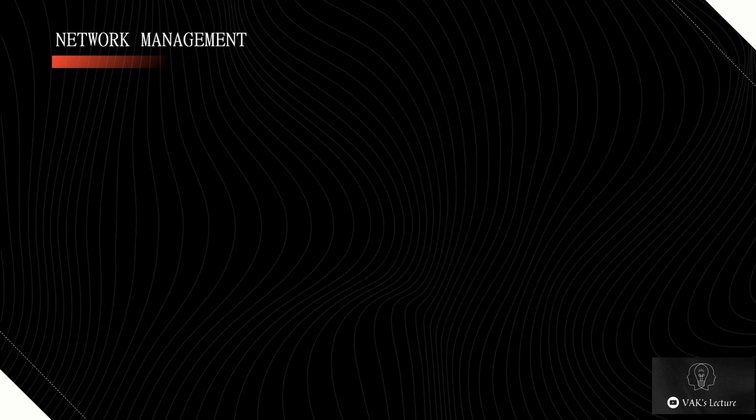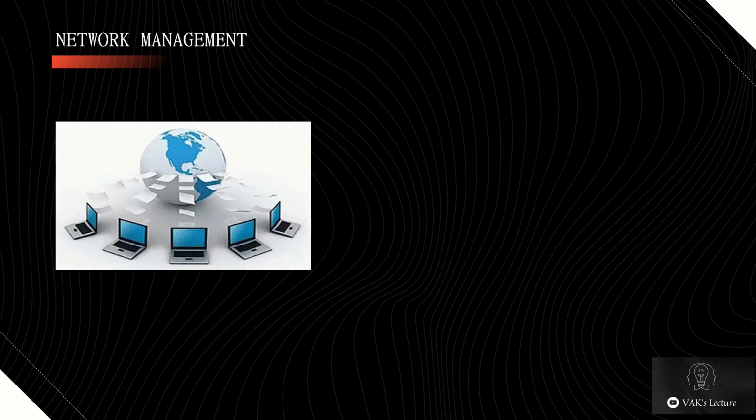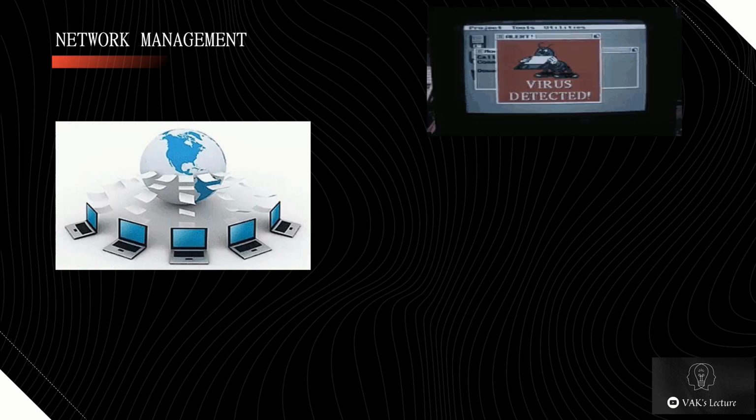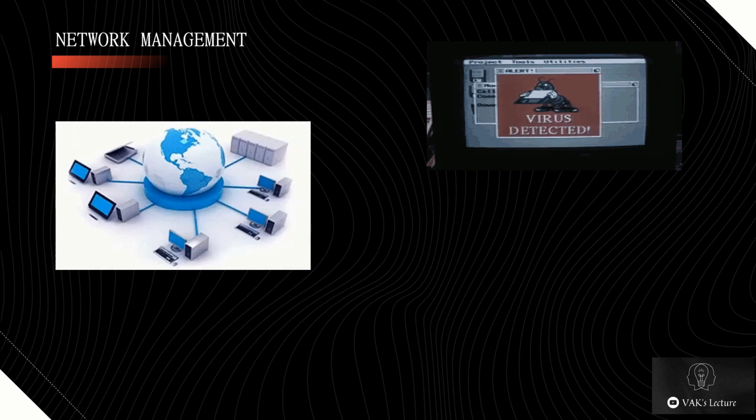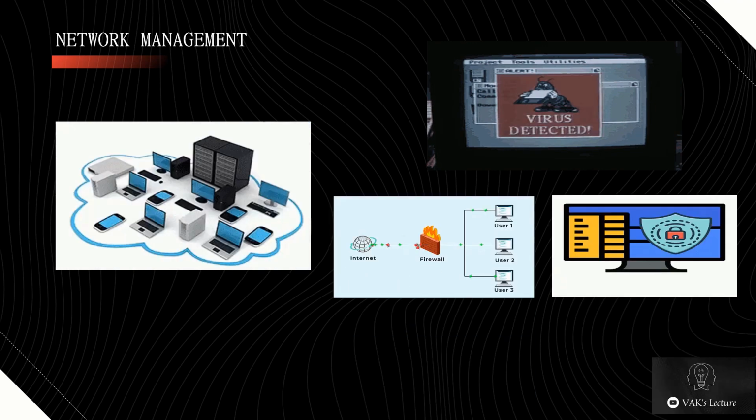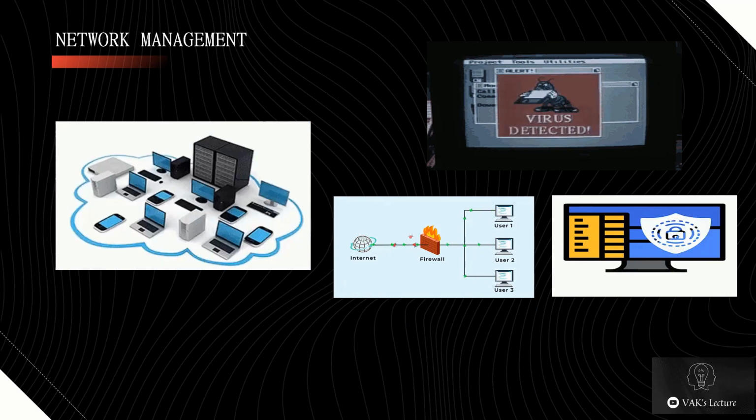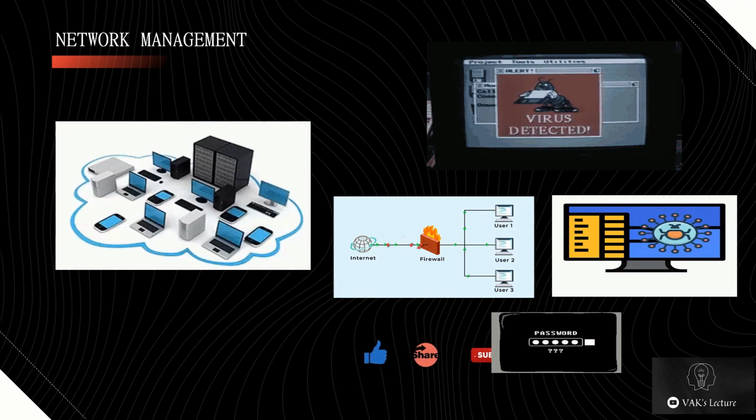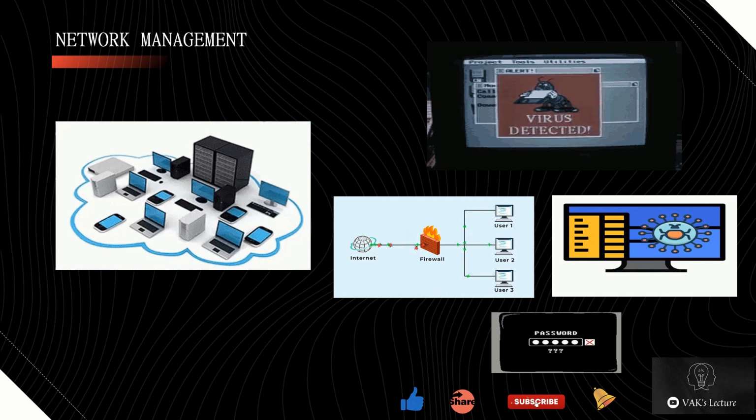Network management. By using networking, the processor in one system can communicate with the processor in another system. If we are communicating with a number of systems, then there will be a chance to spread a virus. So, to protect the system from virus, we need to install firewalls and antivirus software. For protecting the system, we can provide passwords also. We will discuss these firewalls and antivirus software in our next coming videos.